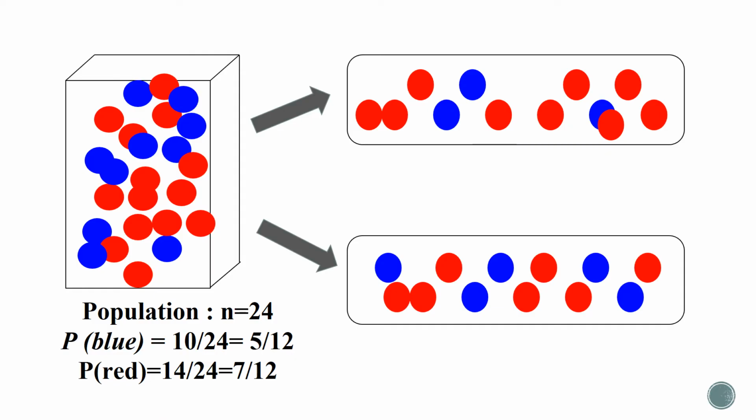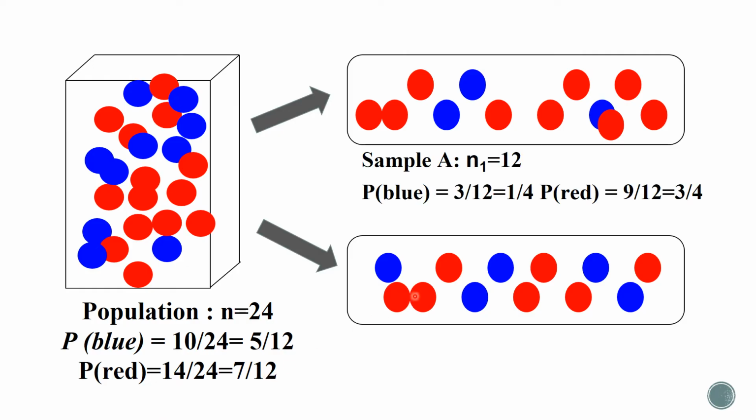As you can see, in the original population, for instance, the probability of getting a blue ball is 5 on 12, and that of a red ball is 7 on 12.